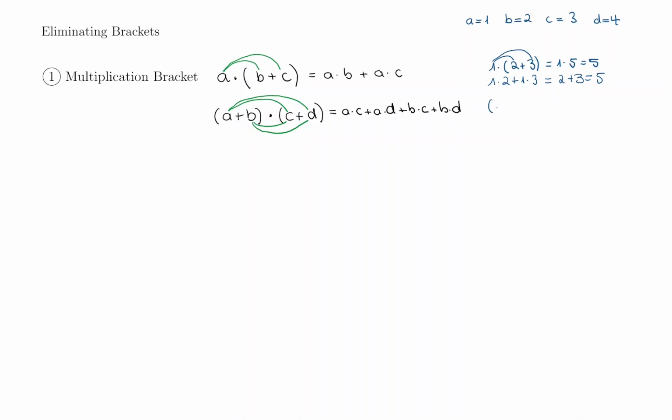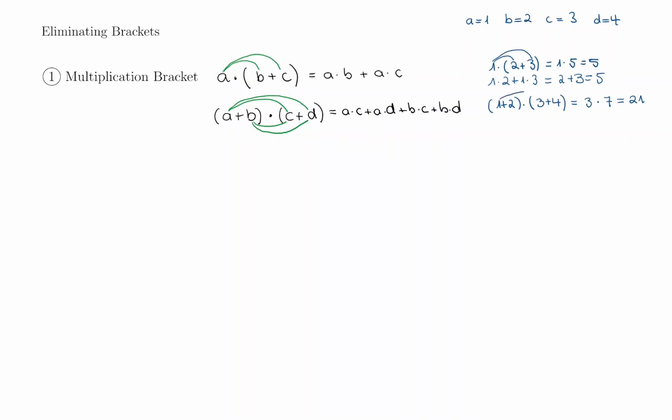We would have 1 plus 2 multiplied by 3 plus 4. And of course, we can here do the additions first, which would be 3 times 7. And 3 times 7, you all know that, that's 21. Okay, but we could also use what we just learned here.